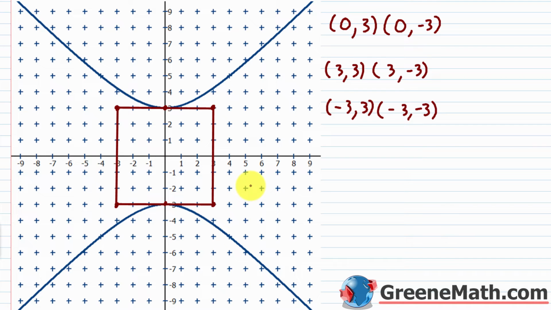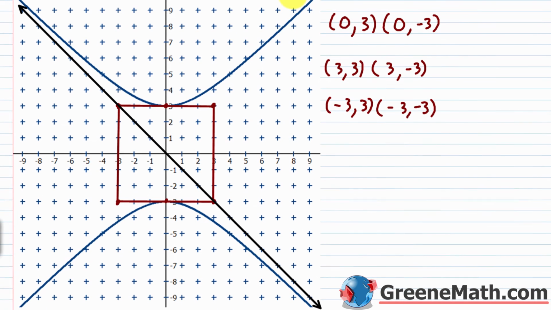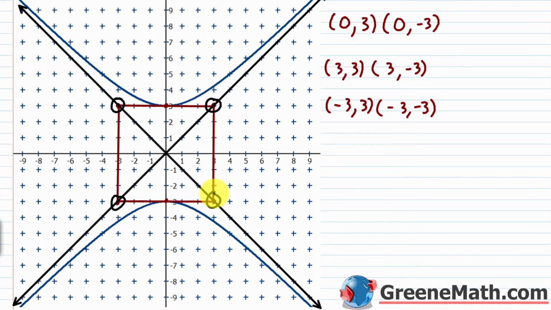Now once you have the rectangle drawn, you can extend from the diagonals your asymptotes. So you can either, again, extend these from the diagonals there, or you could just find the asymptotes on your own. Again, we found that it was y equals plus or minus 3 over 3, which is 1, times x. So this is y equals x, or y equals negative x. So if you did y equals x, that would give you this line right here. This is y equals x.